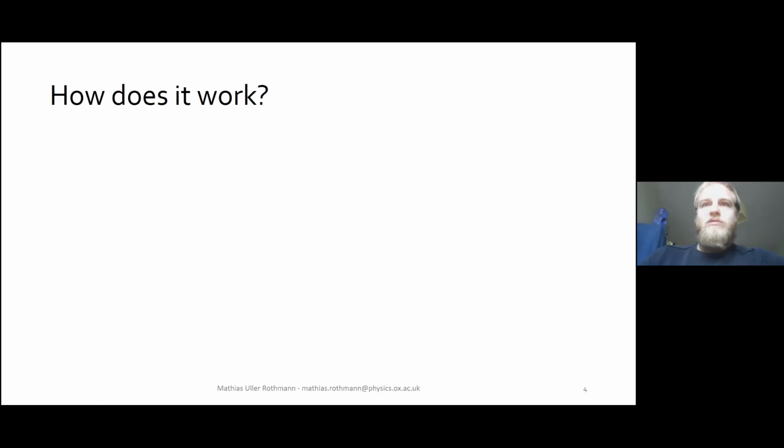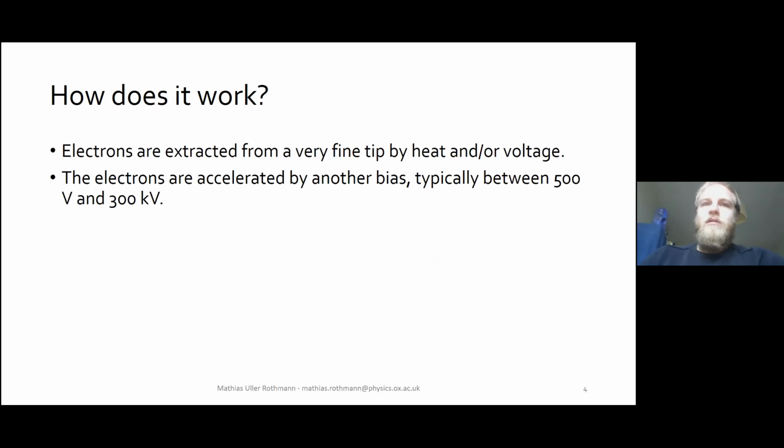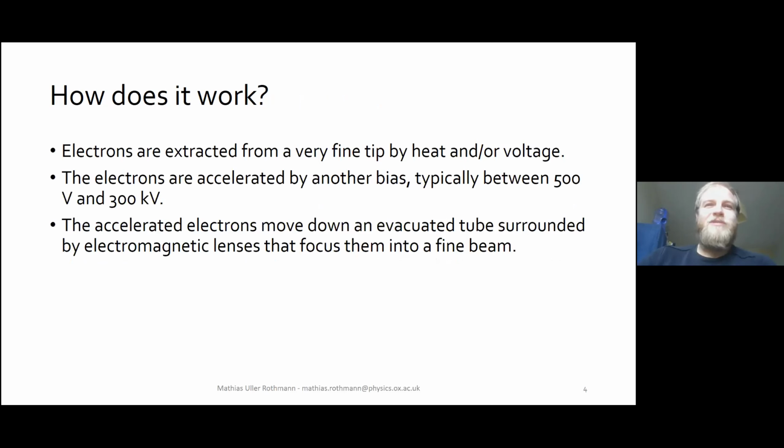An electron microscope generally is, as a reasonably good approximation for most of the microscopes you'll encounter, like this: electrons are extracted from a very fine tip, either by heating up the tip or applying a voltage, typically both. You then accelerate these electrons onto something using a bias, typically 500 volts to 300,000 volts. Some microscopes have gone up to 1 million volts, which is not quite necessary with modern techniques, but it makes some pretty interesting microscopes.